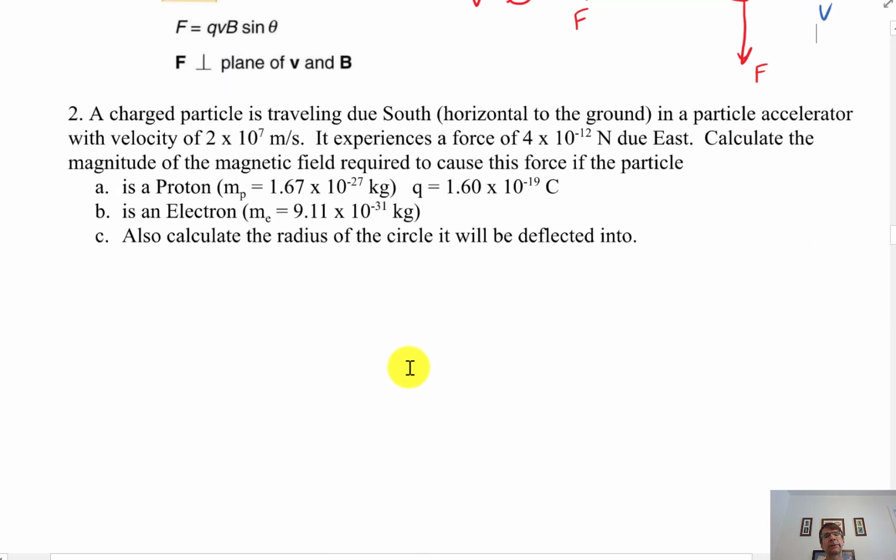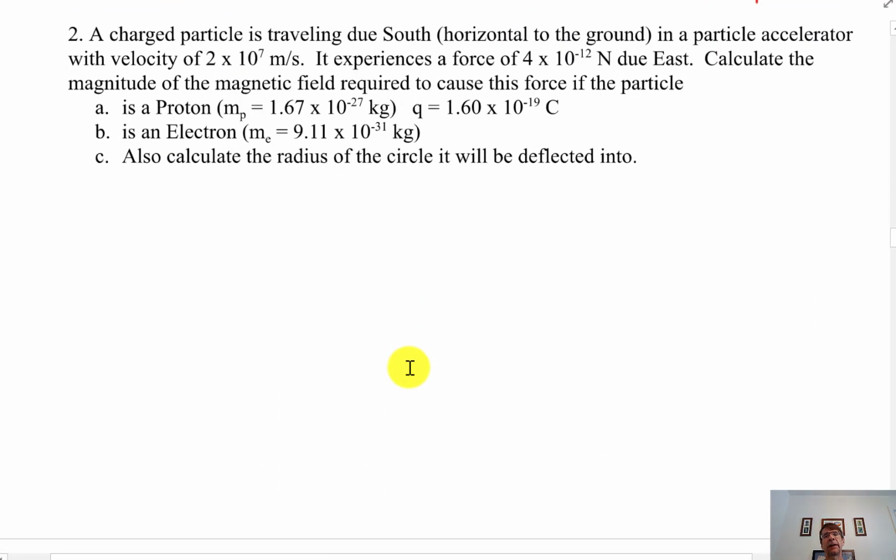How about this? Charged particle traveling south in a particle accelerator, kind of like out at Fermilab or at CERN in France and Switzerland. They have a big particle accelerator out there now. The old one was the smaller one at Fermilab. They still do labs out there. And Professor Carnio, who's your lab professor, works out there. That's Fermilab.